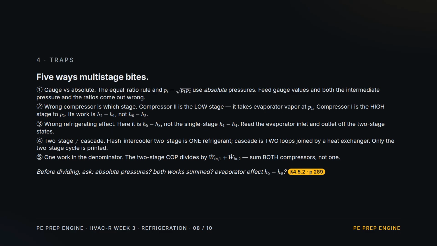Traps. 5 ways this bites. 1. The ratio rule uses absolute pressures, never gauge. 2. Compressor II is the low stage taking evaporator vapor. Compressor I is the high stage, its work H2 minus H1. 3. The refrigerating effect is H5 minus H8, not the single stage H1 minus H4. 4. Two-stage is one refrigerant, cascade is two separate loops, only 2 stages printed. 5. The COP denominator sums both compressor works, not one.